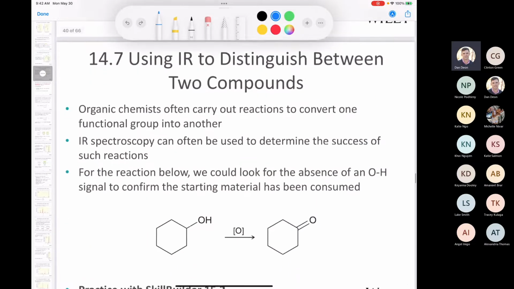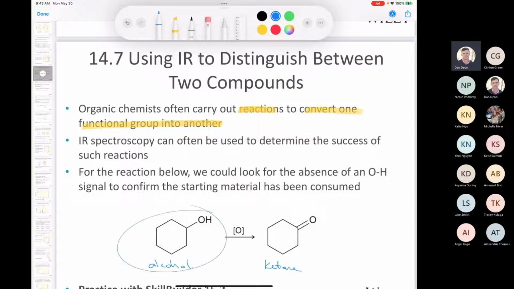The last section in our book that deals with IR, after which we get into mass spectrometry, talks about the utility of IR. Besides using IR to simply identify a functional group, we can use it to monitor a reaction, because oftentimes chemists will do reactions where we convert one functional group to another. Take a look at this reaction here. We're taking an alcohol and converting it into a ketone. If I started this reaction in the lab and wanted to know if it was done or not, how would I figure that out?